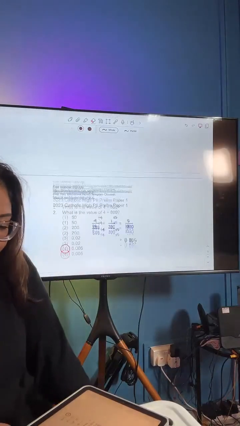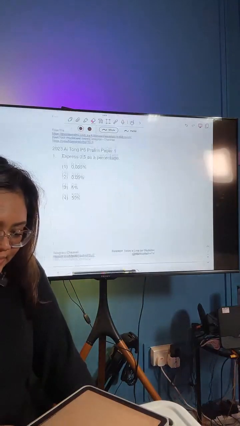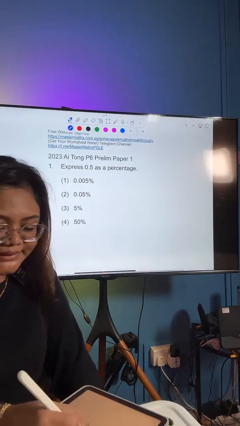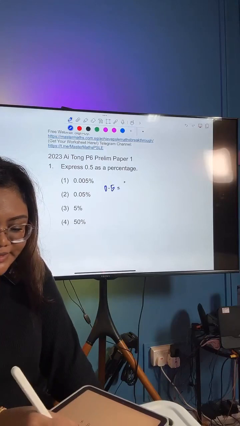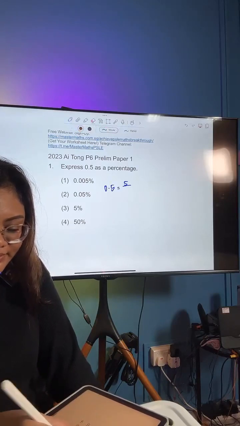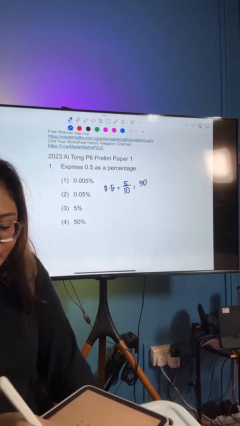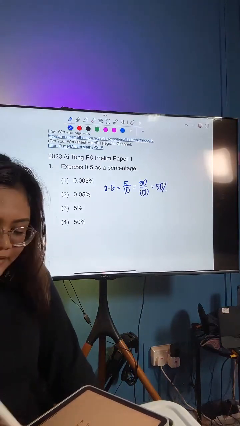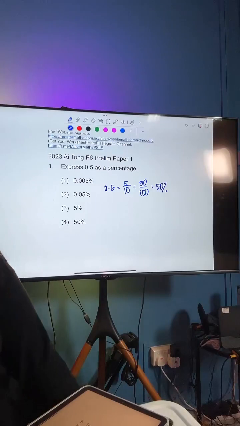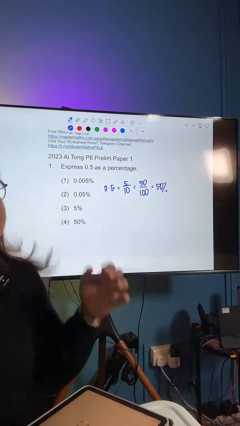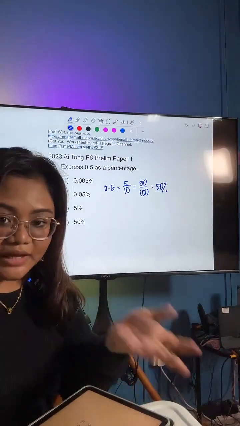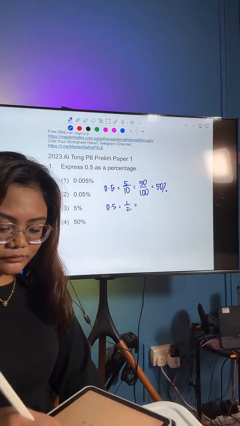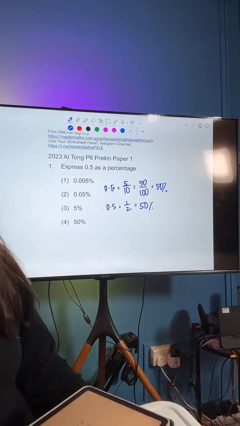I want to convert 0.5 as a percentage. 0.5 is the same as 5 over 10, which is the same as 50 over 100, which is the same as 50%. Okay, 50%. Alright, 0.5 is 50%. Or 0.5 is half. Half is 50%. Okay, let's move on.